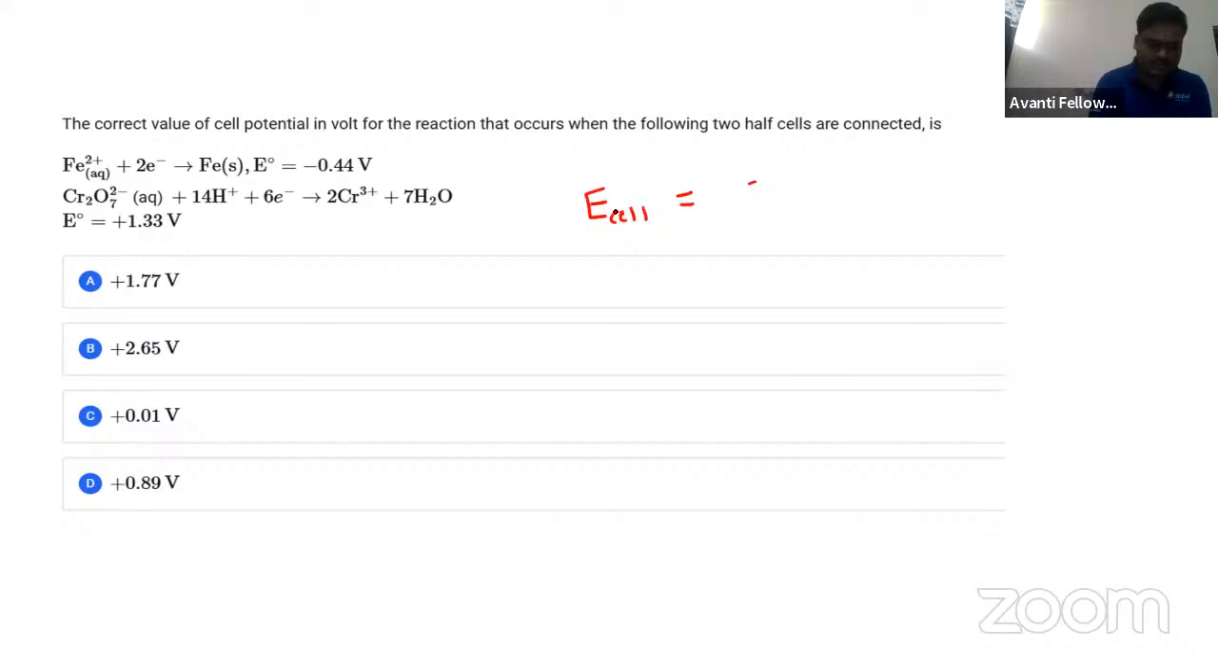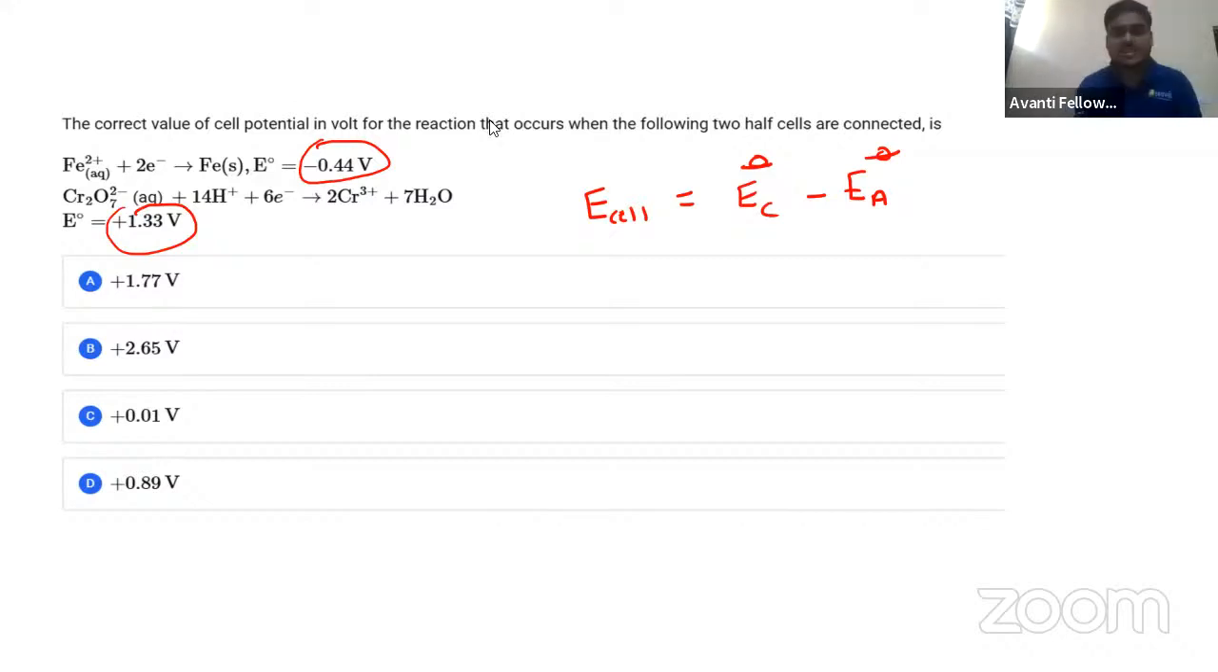Now, a big question arises. How will we identify which is plus 1.33 volt? Out of these two values, which one is cathode and which one is anode? So always remember, the value which is more in magnitude. If we have a minus 2 and a plus 3, obviously plus 3 is more. If we have a minus 5 and a plus 2, obviously plus 2 is more, right?